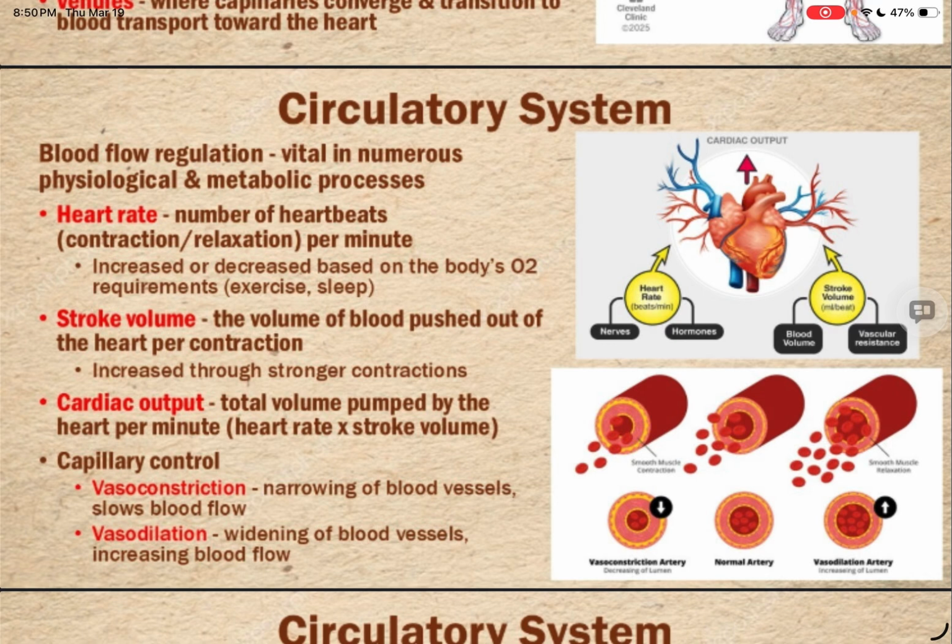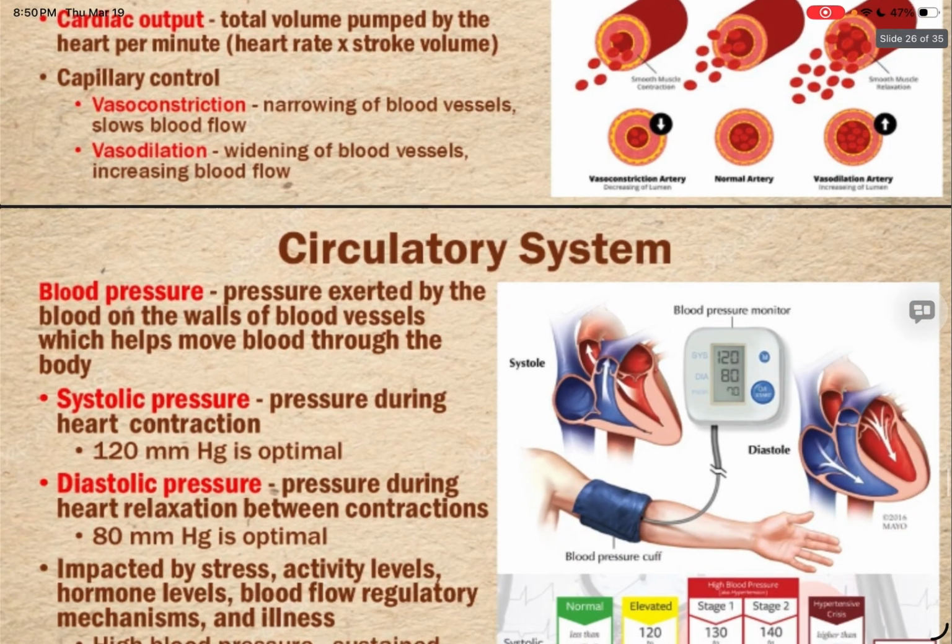The capillary control. We have two kinds. We have vasoconstriction and vasodilation. Vasoconstriction, we're narrowing the blood vessels. We're slowing blood flow. This would be if you want to conserve heat. Vasodilation is where we're widening the blood vessels and increasing blood flow, as if you want to expel heat.